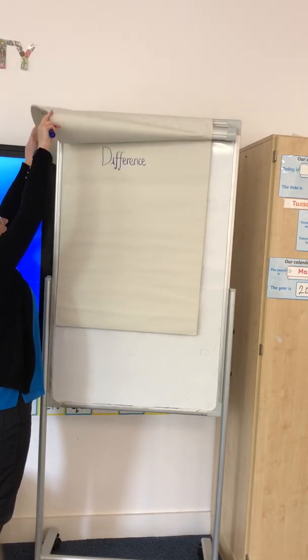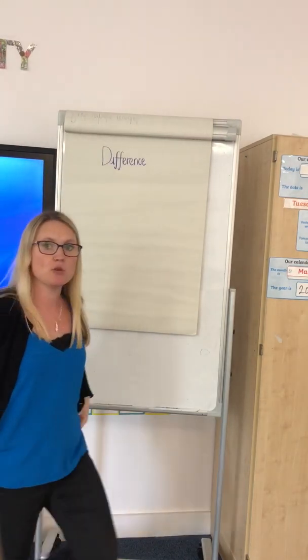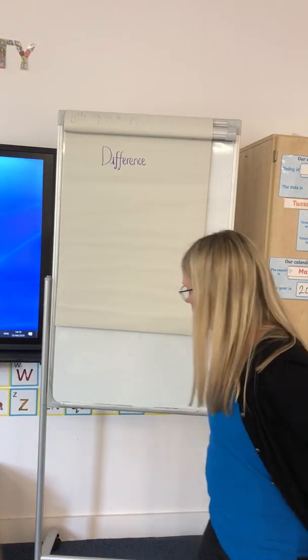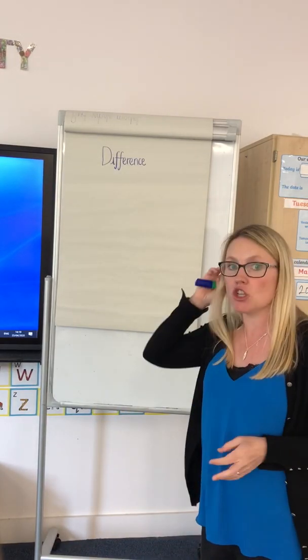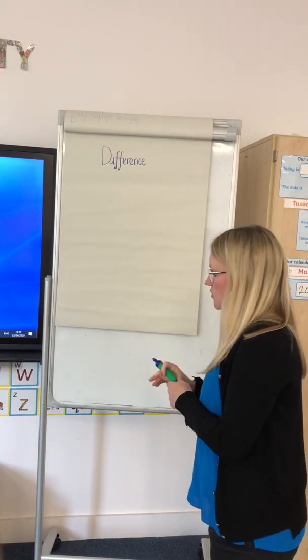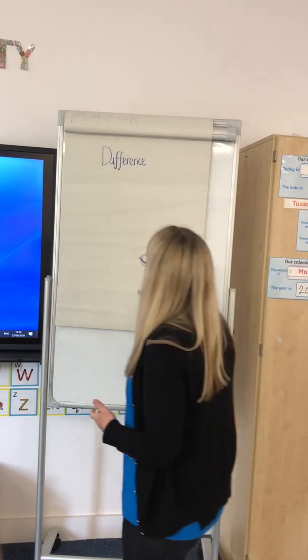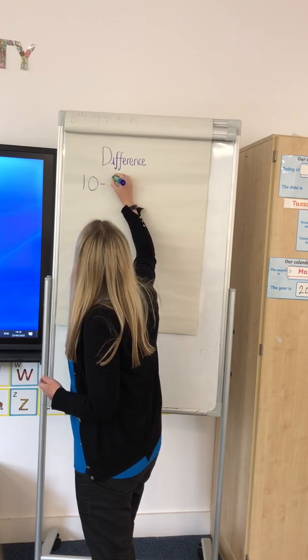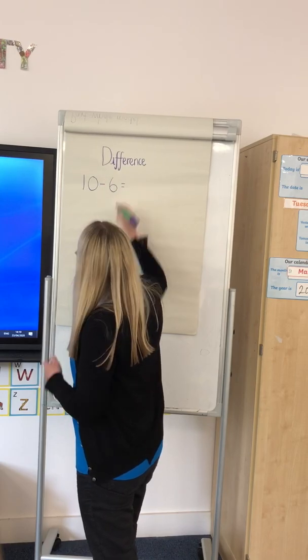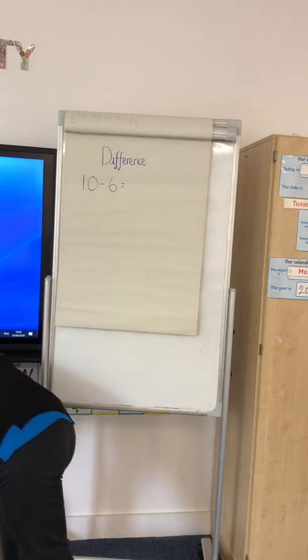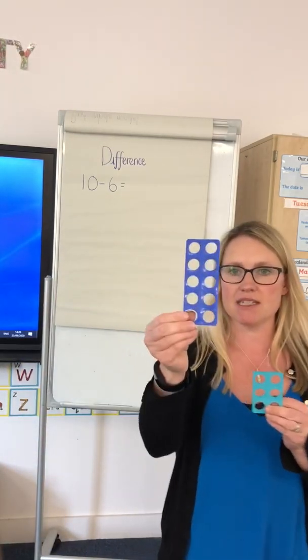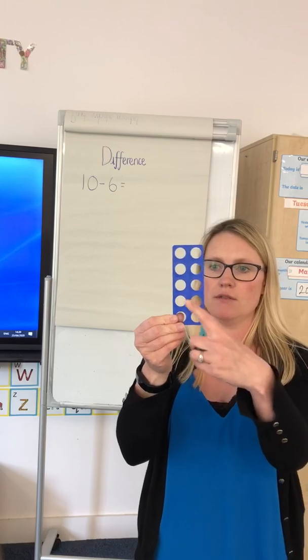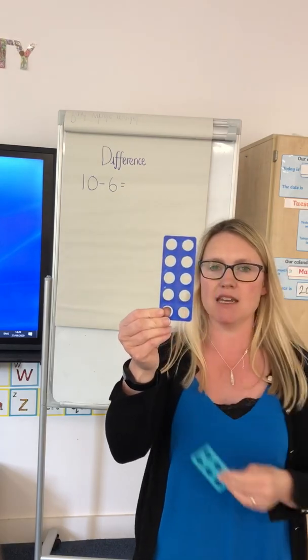We're now going to look at difference as being a form of subtraction. And for this I'm going to use Numicon. So the first subtraction question I'm going to write is 10 take away 6 equals. Now I'm going to show you this with Numicon. This is my 10 piece. 1, 2, 3, 4, 5, 6, 7, 8, 9, 10.